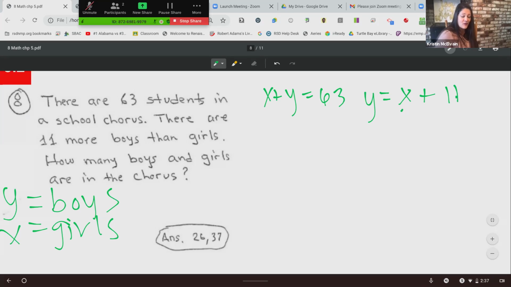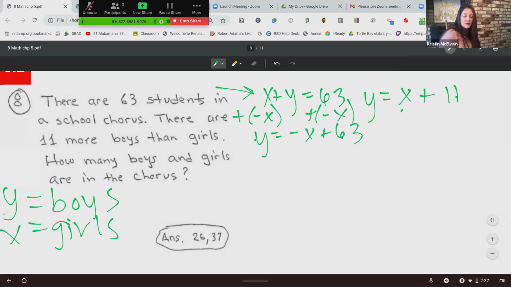It's a system of equations, y equals mx plus b form. If we could graph them, we could see where they intersect, or we can just solve it algebraically. First thing we need to do is get this one into y equals mx plus b form. All we have to do is get the x on the other side, so we add a negative x to both sides. That leaves us with y equals negative x plus 63.